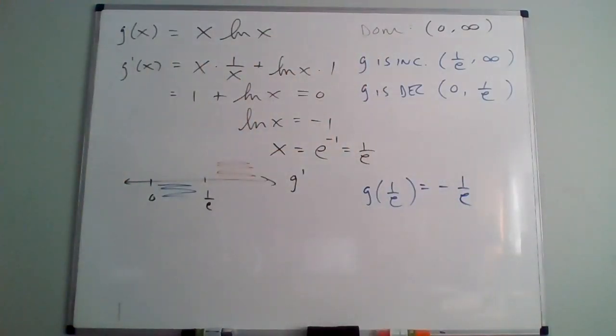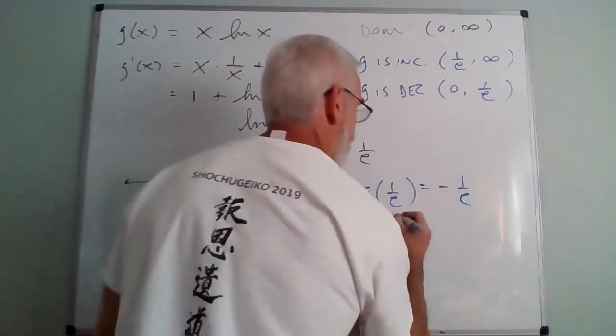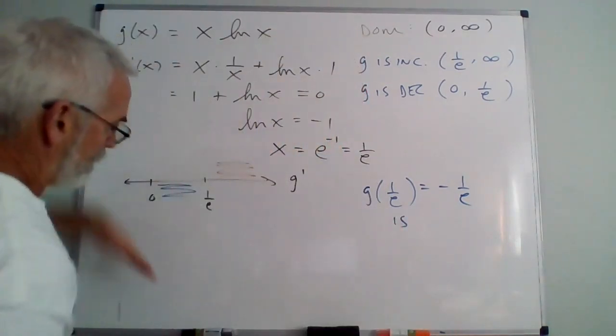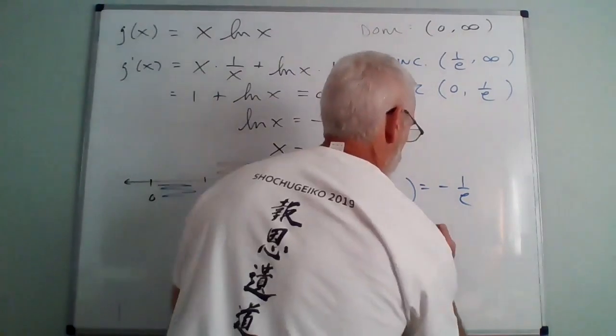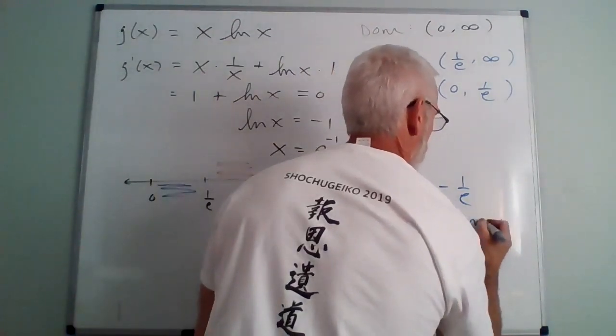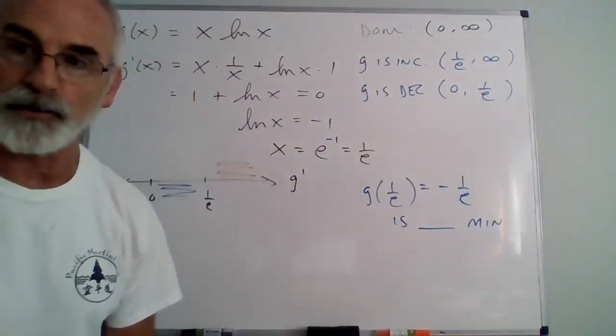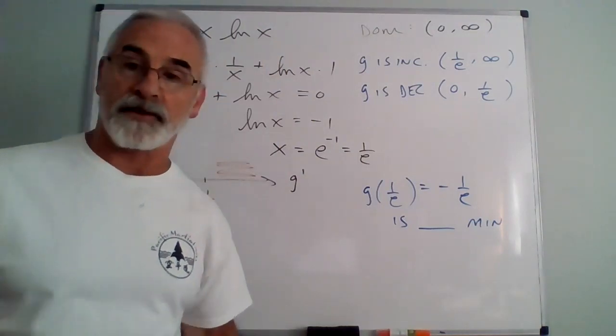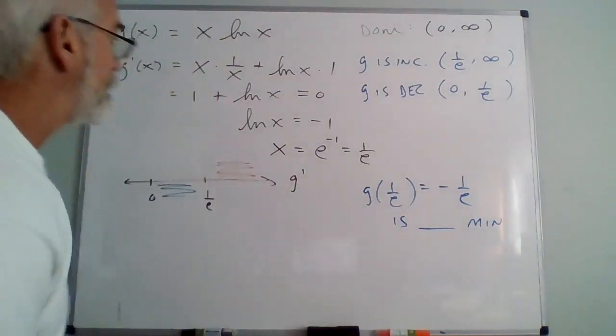That's interesting. I don't want a decimal. Negative 1 over e is the value. Now, this is a minimum. It's the only critical value I have, so I'm not going to have a max, but I'm clearly going to have a minimum here.